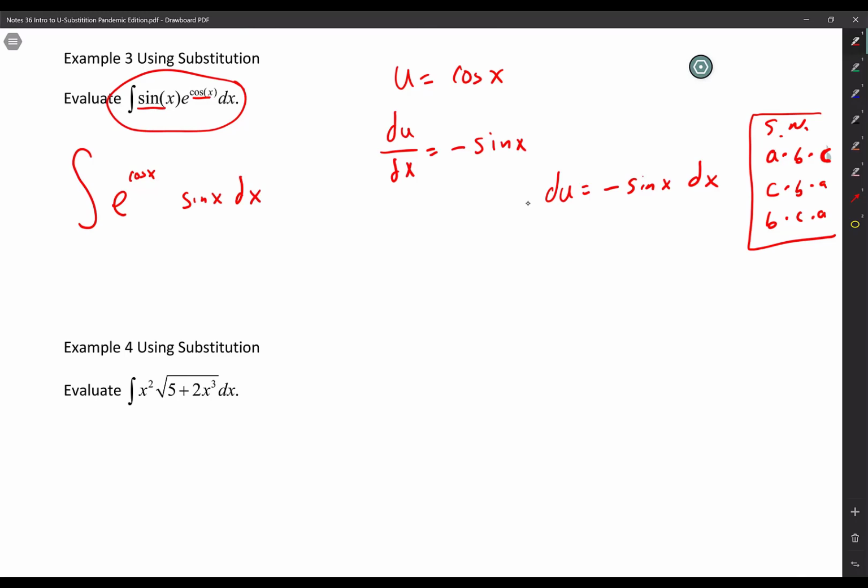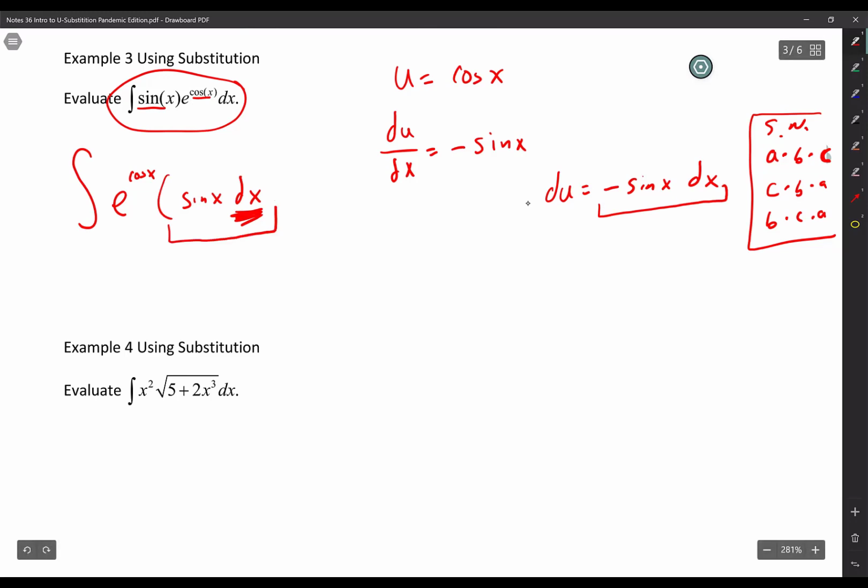You always want to have the dx in the back. There's nothing you can do about that dx. Leave it in the back, guys, because that's how you end the integral. So here's what you ask yourself. I have a negative sine x dx, and I almost have a negative sine x dx. Almost. I don't have a negative sine x dx.